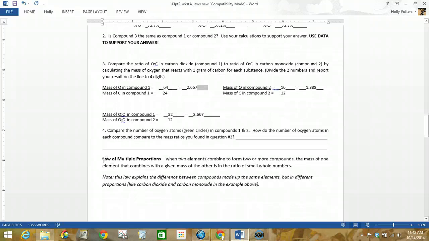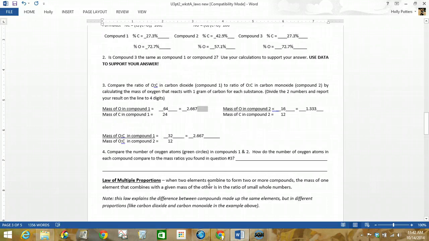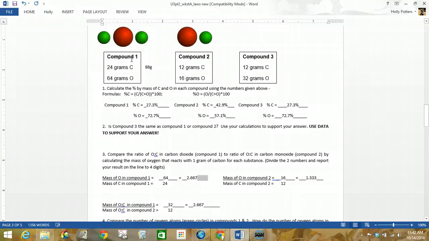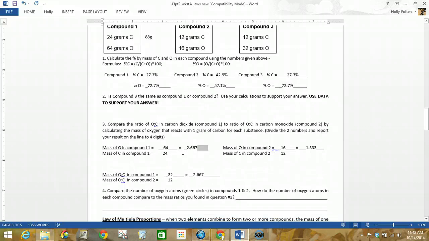So that leads us into the next law we have, our third law, law of multiple proportions, and that is when 2 elements combine to form 2 or more compounds, the mass of one element that combines with a given mass of the other is in the ratio of these small whole numbers. So what that means is both of these compounds are made up of carbon and oxygen, but when we compare their mass ratios, we can see they're not the same compounds, but there is some relationship between their mass ratios, and that is a whole number ratio.